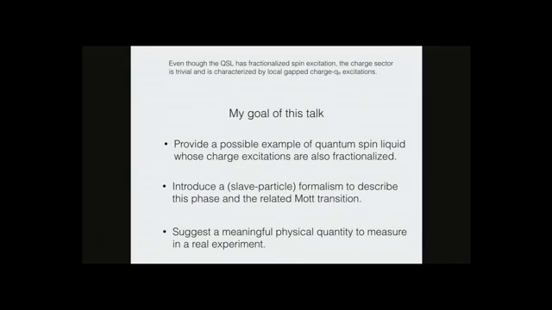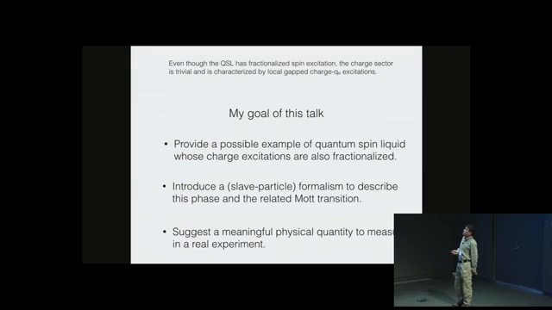So even though the quantum spin liquid in this triangular lattice Hubbard model has a fractionalized spin excitation, the charge sector of this phase is actually very boring. It's trivial. It's characterized by a trivial local gapped charge-e excitation. Charge e is the electric charge of the electron. So the goal of my talk is to provide a possible example of a quantum spin liquid whose charge excitations are also fractionalized, not just the spin sector. The charge sector is also fractionalized.